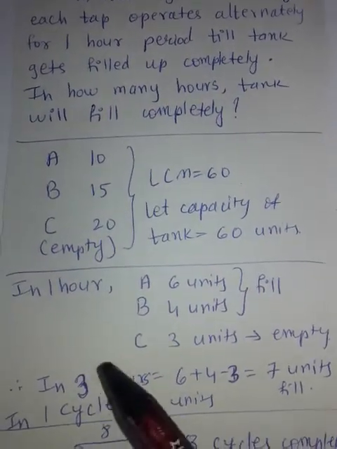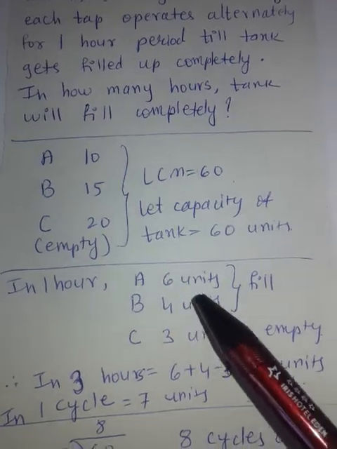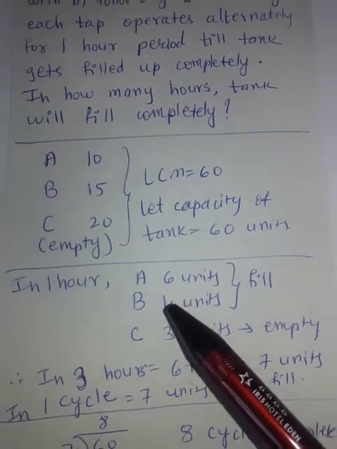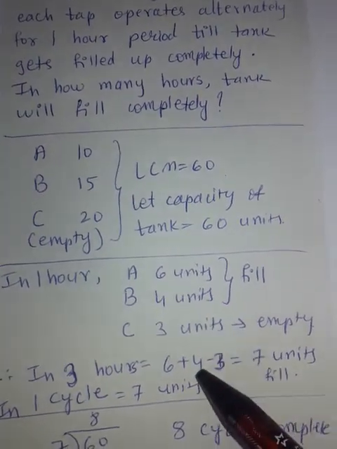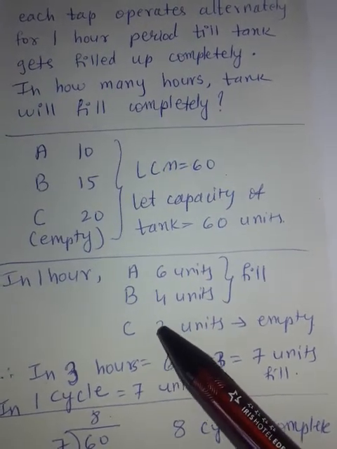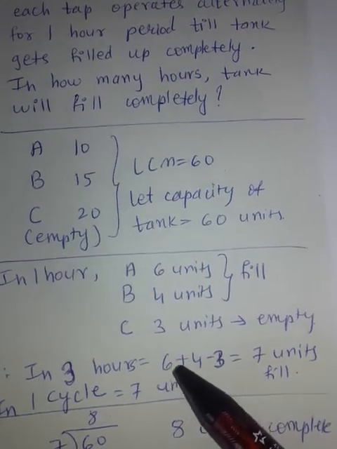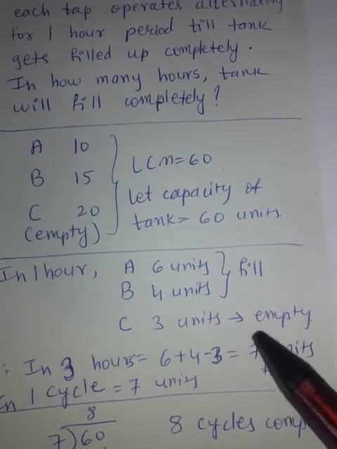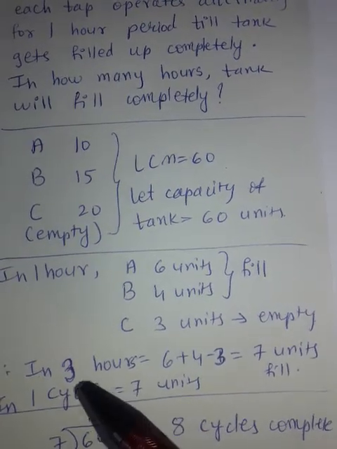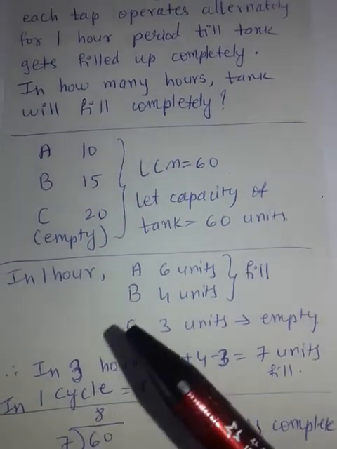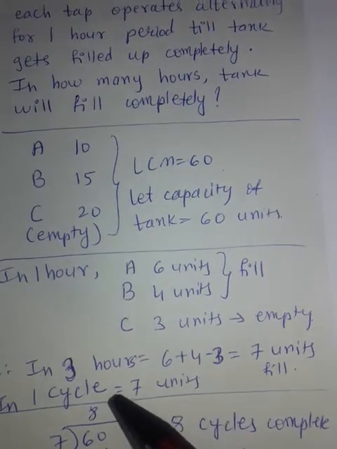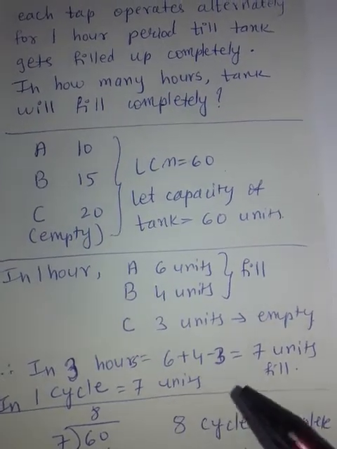In 3 hour cycle, what happens? In first hour, A will fill 6. Second hour, B will fill 4. And in the third hour, C will take out 3. So 6 plus 4 minus 3. 7 units will get filled in 3 hours. So it's one cycle of 3 hours which fills the tank with 7 units.